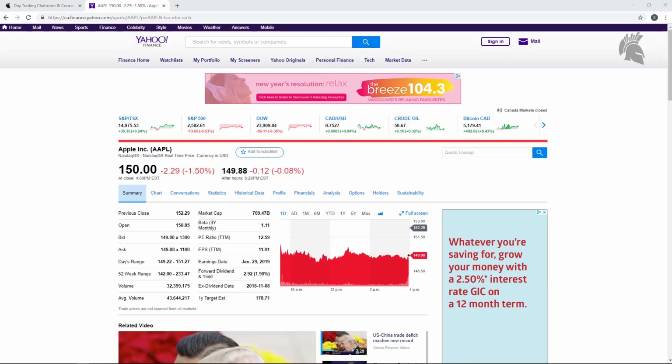Forward dividend and yield. So this is forward looking at the dividend of Apple, and we can see it right there per share. So $2.92 per share. And the ex-dividend date is the last date that dividends were paid out. So 2018 11/08, that's when the dividends were paid out last. The 1 year target estimate is an average estimate of all the analysts' price targets, and you can see that right there.